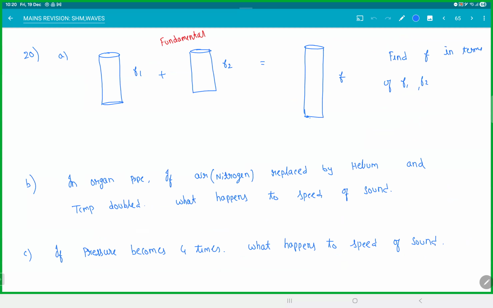Let's get this one. We have an open pipe and a closed pipe. The fundamental frequencies are F1 and F2. If you combine them, what is the new frequency?